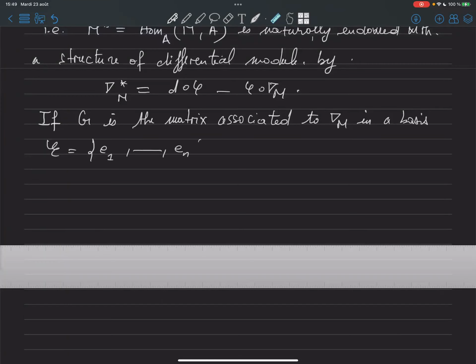The dual is important because afterwards we will see how we can link a differential equation in the classical way and a differential module. It's not exactly the same. We need to pass by the dual of the differential module.